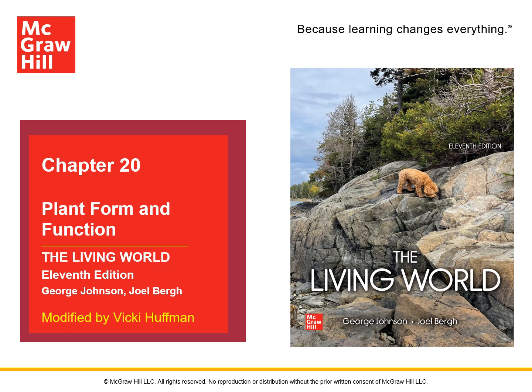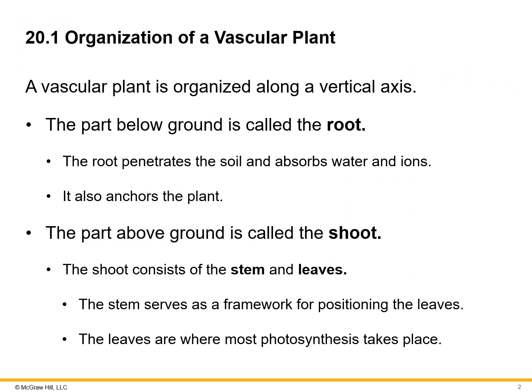In chapter 20, we're continuing to learn a little bit more about plants, looking this time mainly at their structures and how they are able to transport water. So the organization of a vascular plant: in chapter 19, we talked about how through evolution there were non-vascular plants. We are focusing just on vascular plants here that have vascular tissue. We'll talk more about xylem and phloem coming up.